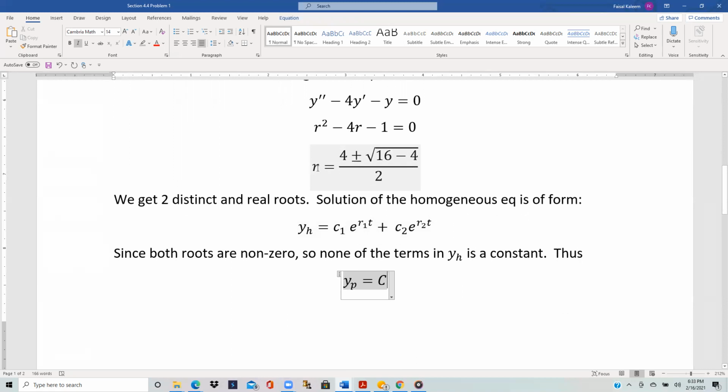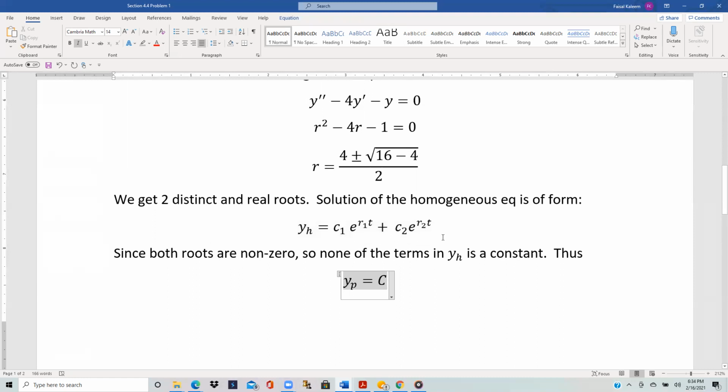Here we can see that none of these two roots will be zero, but let's say one of the roots was zero. Let's say R1 was zero. Then this would be C1 e^(0t), and e^(0t) is 1, so that would just be C1. So in this case, one of the terms in the homogeneous solution will be a constant, and therefore we can't say that y_p is also a constant, because this should not match this. In this case, we'll multiply by a t. So instead of y_p equal to c, we'll have y_p equal to t times c, assuming that there is no t times c term in the y_h.